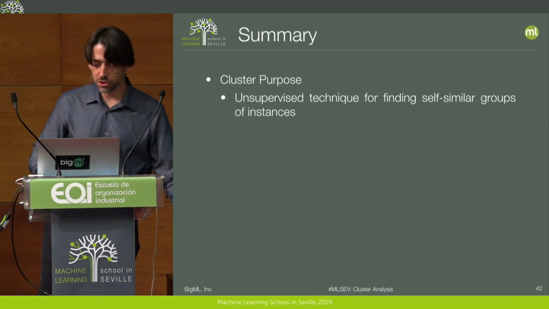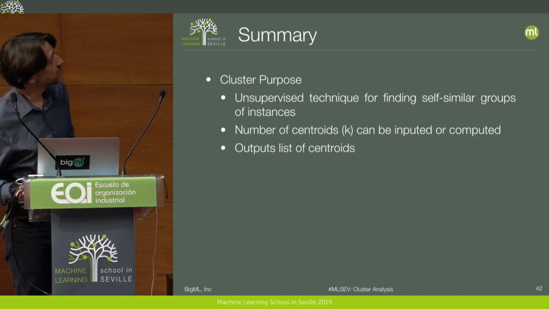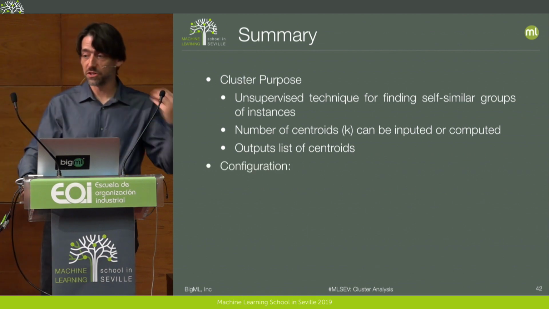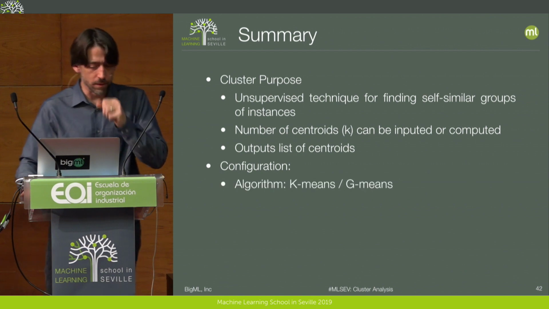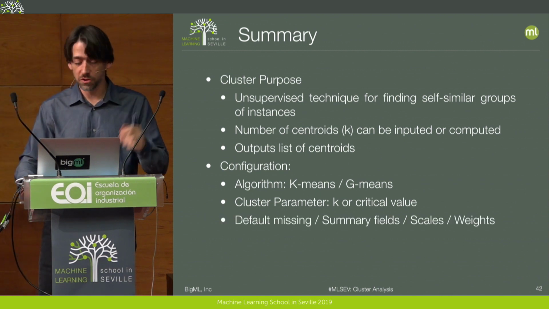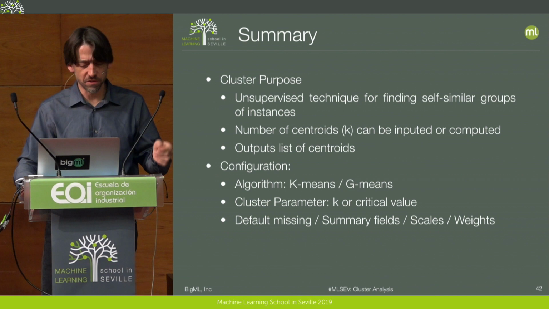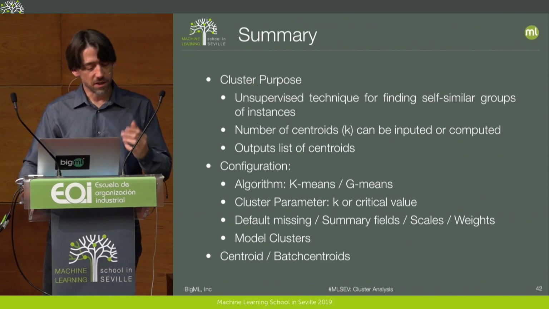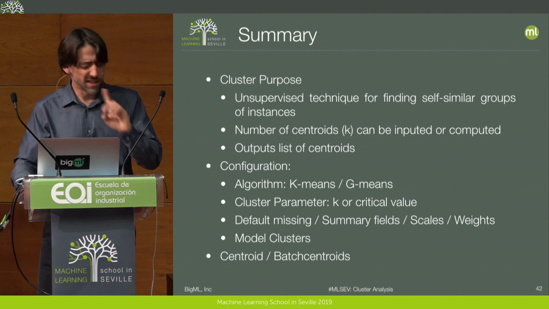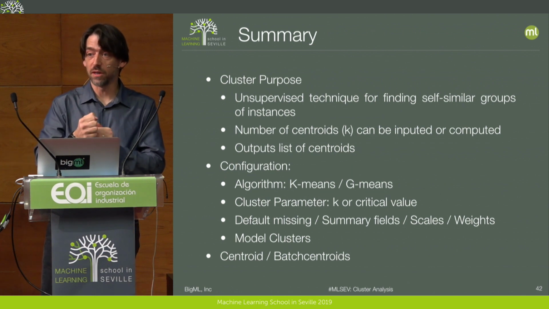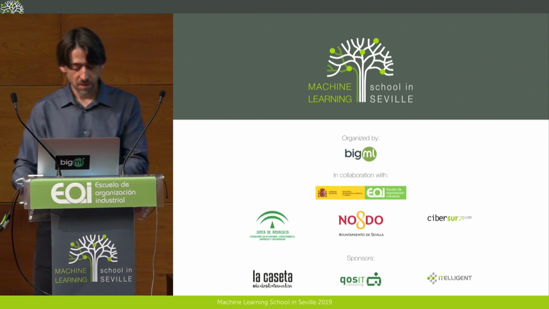Okay, so clustering is an unsupervised learning technique for finding these self-similar groups. The number of centroids can be imputed or computed, you can choose. What you get out of this is a list of centroids. You've got k-means and g-means to choose from. And for the cluster parameter, you either have k or a critical value. Those are your choices. And there's lots of things to do with the missing and the summary fields and the scales and the weights. And don't forget about the model clusters. The association discovery is also super cool for this. And then I did at least show you one batch centroid. You can actually do this cluster assignment as basically a labeling, so you can assign the cluster labels to everything in your data set, which is fun to do too.